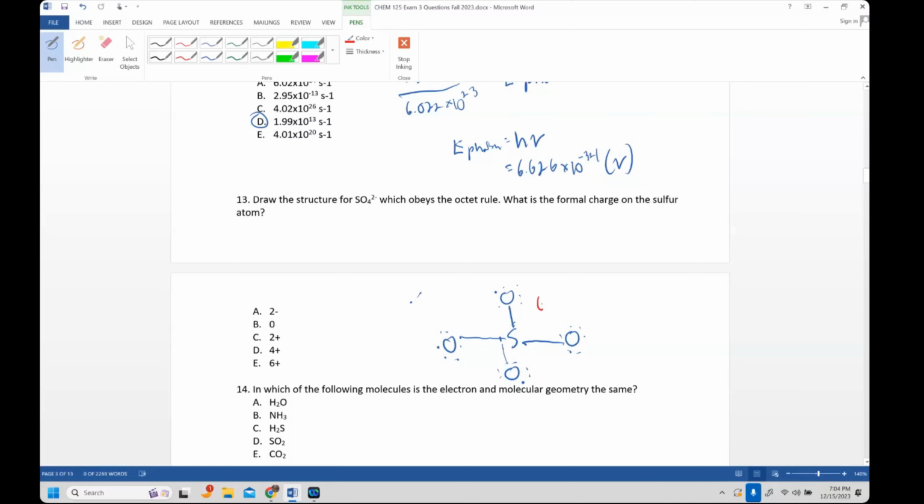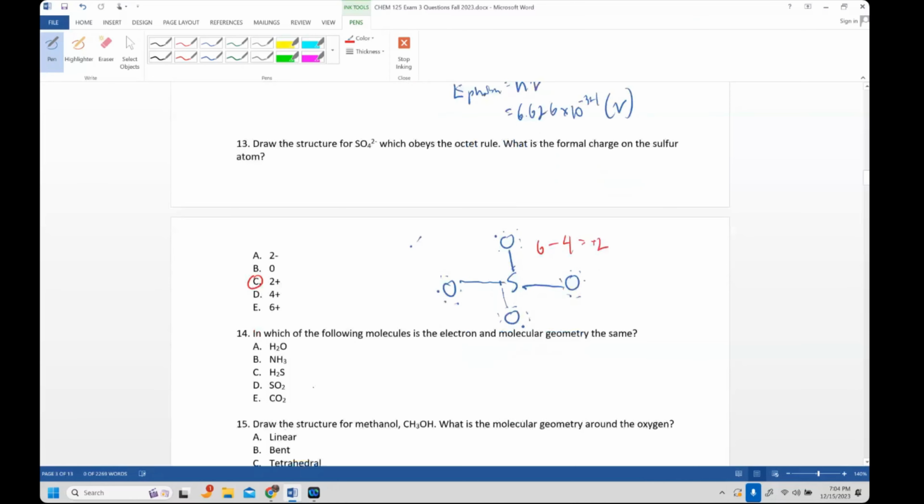Everything has 8 electrons. So for the sulfur in the middle, again, it's valence electrons minus dots and sticks. So there's no dots and there's 4 sticks. So that's 6 minus 4, plus 2. So the answer would be C.